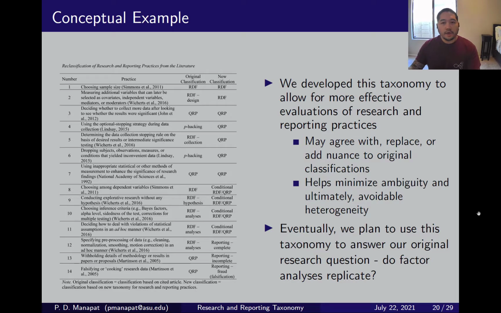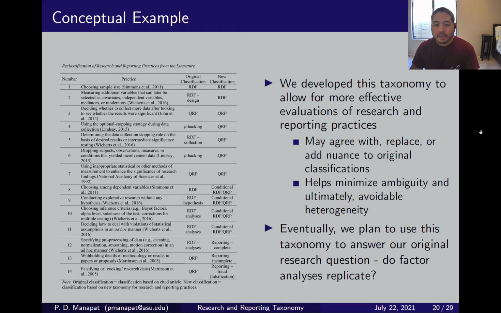All right, so I'm going to go through a conceptual example. Here we have a table where we've compiled a list of different research practices in the RDF/QRP literature, and we have the practices here, the original classification here, how it was classified in the original paper, and then we have the new classification here. So we developed this taxonomy to allow for more effective evaluations of research and reporting practices.